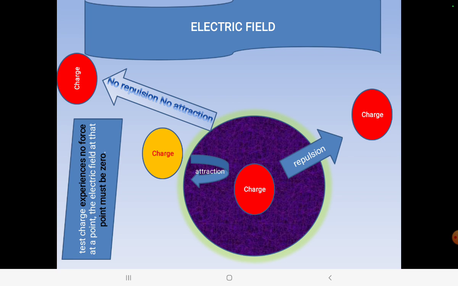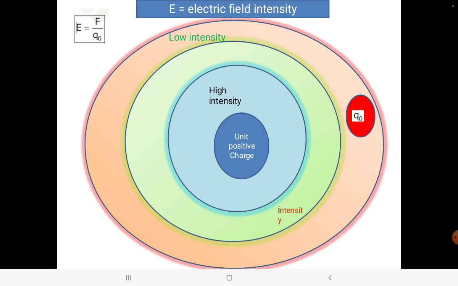So the test charge experiences no force at a point. That means the electrical field at the point must be 0. It means there is no influence. Clear? Then here is shown E equal to electrical field intensity.